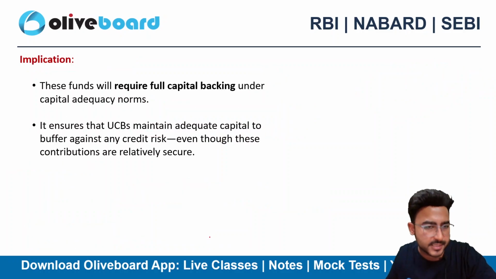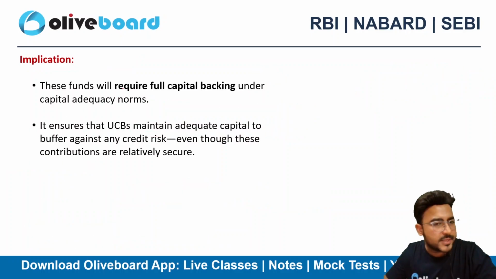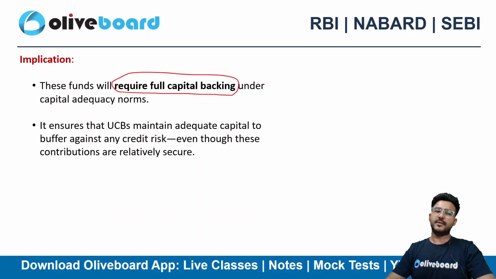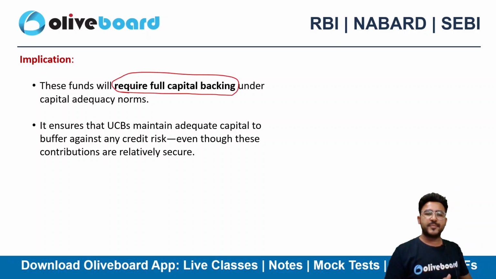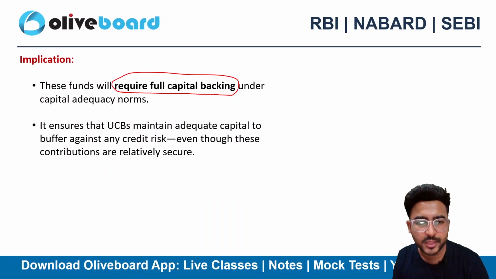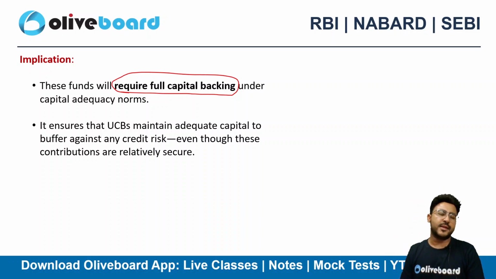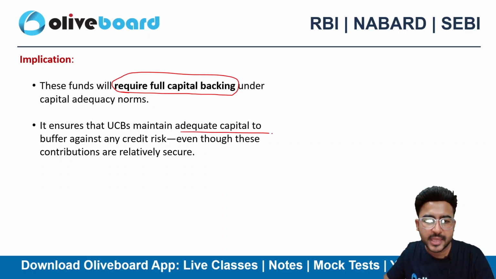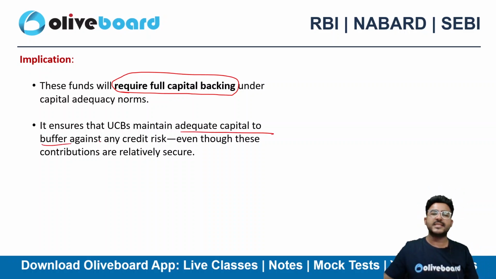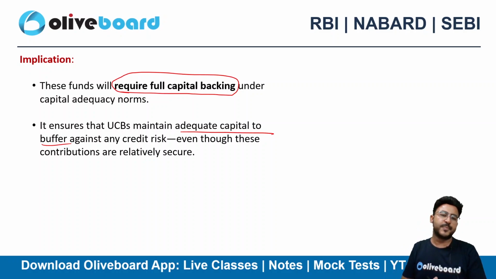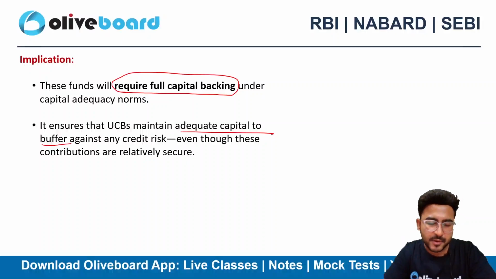It will attract a 100% risk weight. What will be the implication? These funds will require full capital backing. Ultimately it is going to PSL indirectly, so definitely you need to keep full capital backing under the capital adequacy norm. It ensures that the UCB maintains adequate capital buffer against any kind of credit risk. If there is any credit risk, UCBs can manage it because they are already maintaining a higher risk buffer.